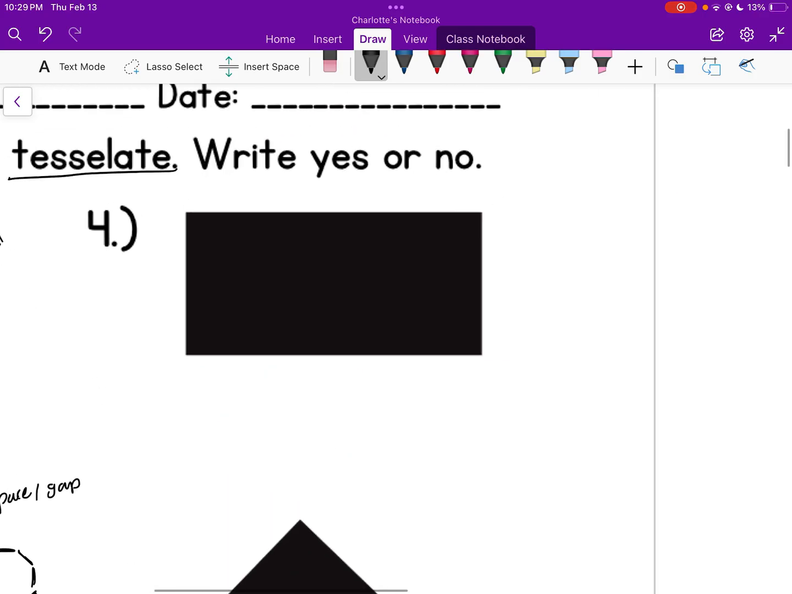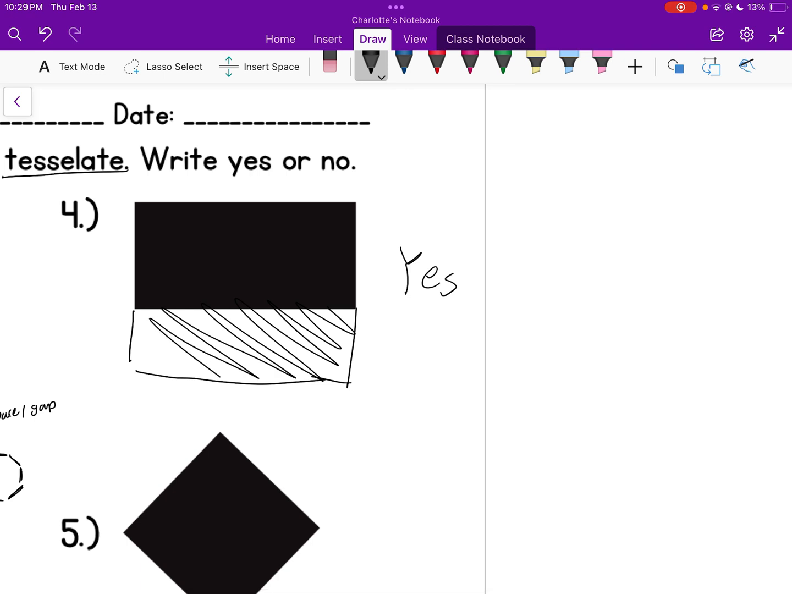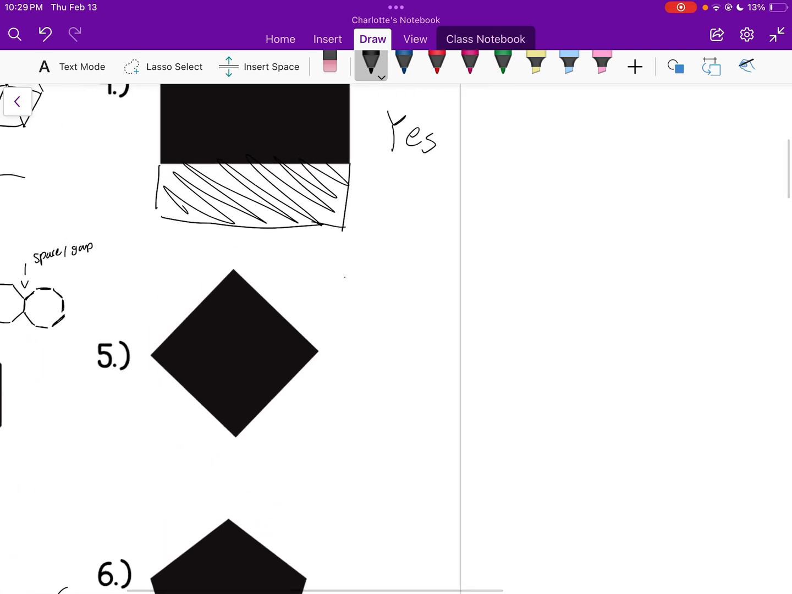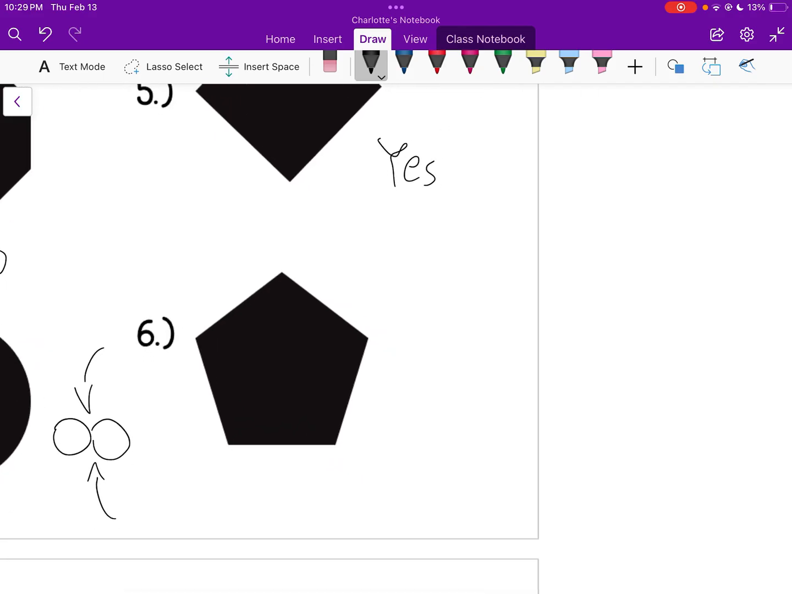And number four is rectangle, and when you put it together with the other one, it's like this, right? So this is yes. And this one is square. You put it together same as a rectangle. It's gonna be like this. So yes. And number six, we need to draw it out. Should be similar to the octagon one. So pentagon, when you put it together, there's space in between. So this is no.